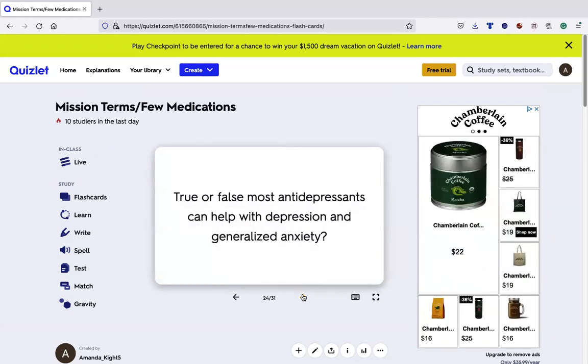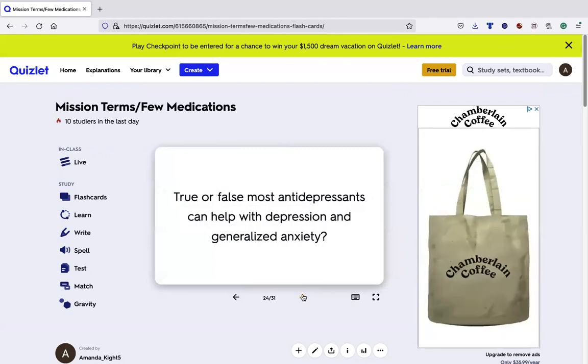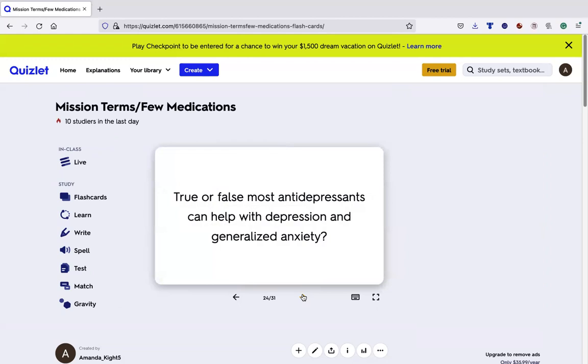Okay. True or false? Most antidepressants can help with depression and generalized anxiety. Absolutely. That is true. We talked about that in class, and it was on a homework assignment that you got, I think last week, and I think you all got that right. So true or false? Yes, absolutely. That's another reason they made more medications as well, because they noticed that a lot of people have depression and anxiety, and vice versa. However, don't forget, this is generalized anxiety.